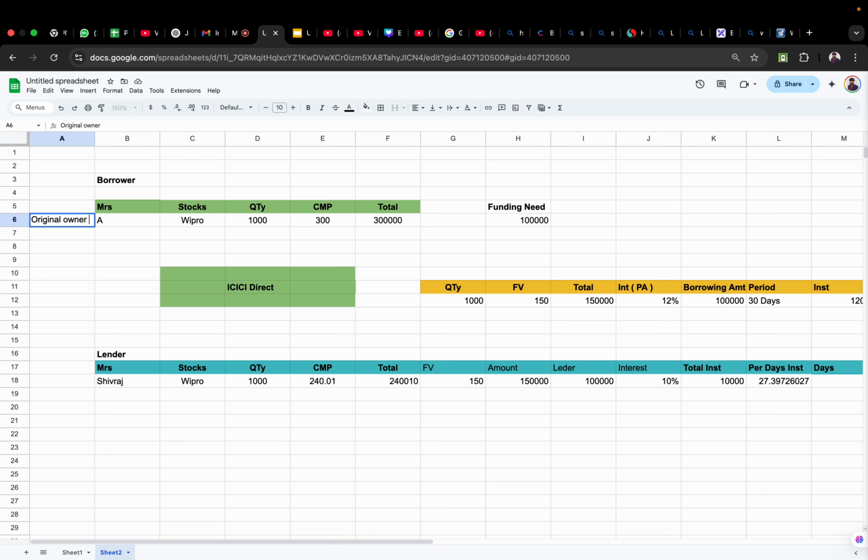original owner, but just due to, let's say, funding need, this person like Mr. A will transfer the securities to whom? To the ICICI Direct under escrow account.